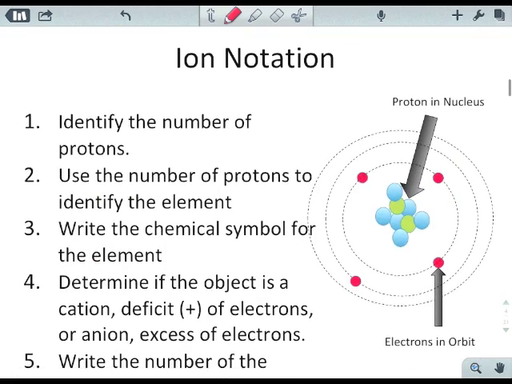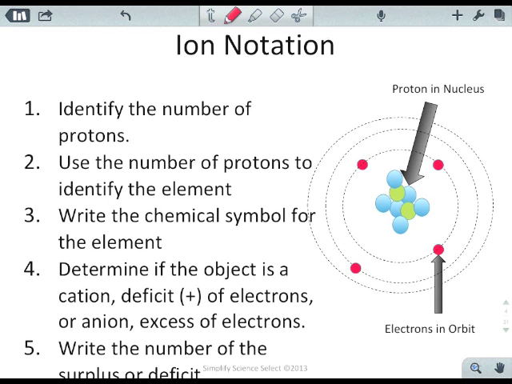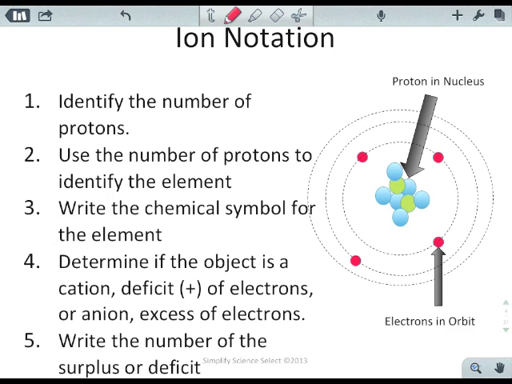Now, when we look at ion notation, these are the steps that we can follow to write our ion notation. We identify the number of protons. So we look at the number of protons in the nucleus. The second thing is we use the number of protons to identify the element. Third thing is we write the chemical symbol for the element. Number 4, we determine if the object is a cation, meaning it's deficient in electrons. We had electrons removed, so therefore it's going to be positive. Or anion, which has excess electrons, so it's going to be negative. And then we write the number of the surplus or deficit.